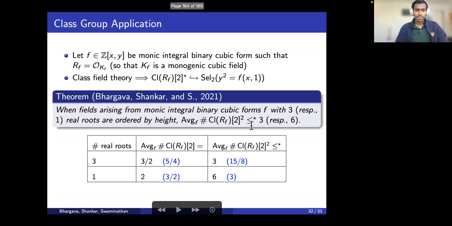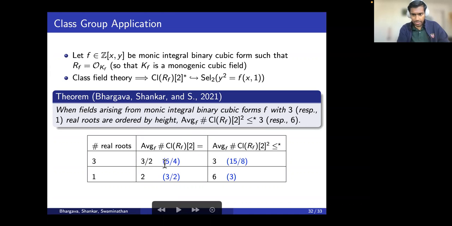So now I have a table to summarize the results about the two torsion and the class group of these monogenic cubic fields. So this family of fields arising from monic integral binary cubic forms, remember, we had a theorem previously giving the average size of this. So when the number of real roots is 3, we got that the average was 3/2. And now we're saying that the second moment is 3. And if you compare that, these numbers in blue are the predictions of the Cohen-Lenstra heuristics. So the Cohen-Lenstra heuristics predict that when you range over all cubic fields, you should get an average of 5/4.